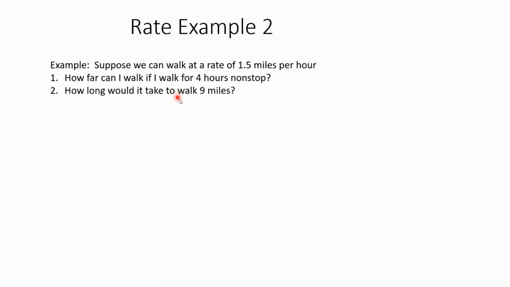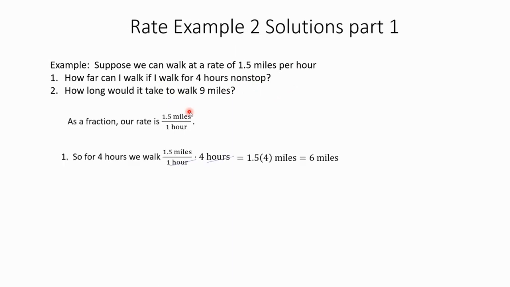So if I can walk for 4 hours nonstop, again, we're going to use a rate. Namely, what I'm going to do is express this as a rate. So we get this here as a fraction, 1.5 miles per hour. So we're walking at that speed, right? How far could we walk if we walk for 4 hours? Well, we're just going to multiply. We're walking at the speed for 4 hours, so we're going to multiply by 4.